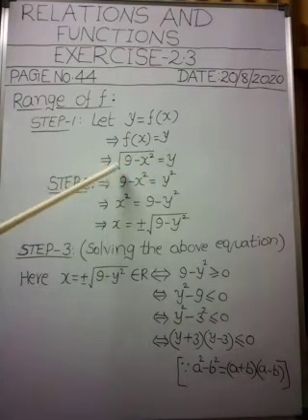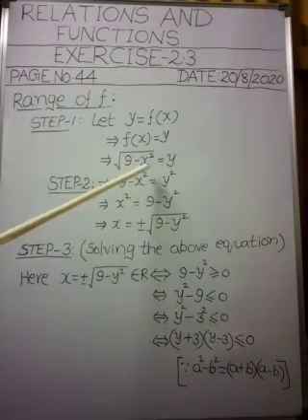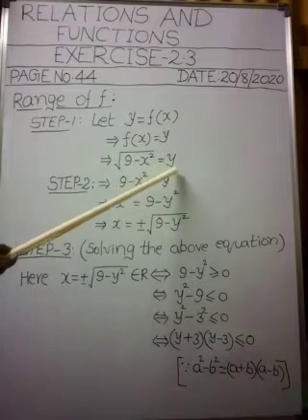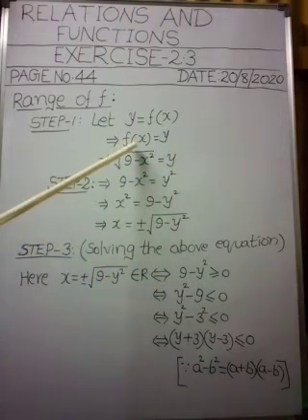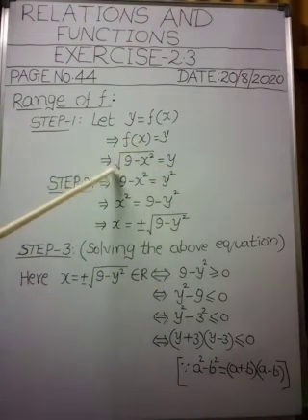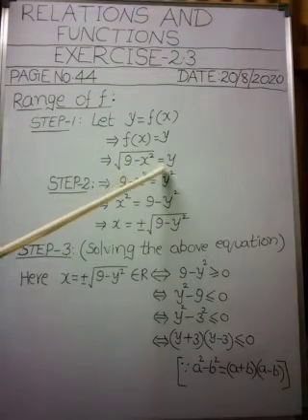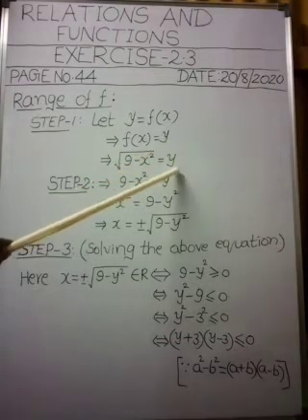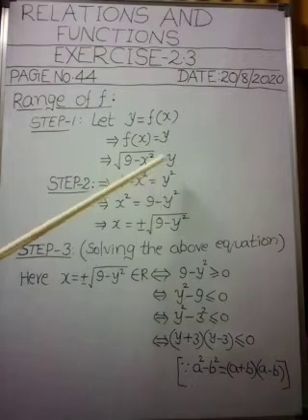What is f of x here? Square root of 9 minus x square is equal to y. In the LHS, instead of f of x, I wrote square root of 9 minus x square, and I wrote the RHS part as it is. Understood this step, my children?